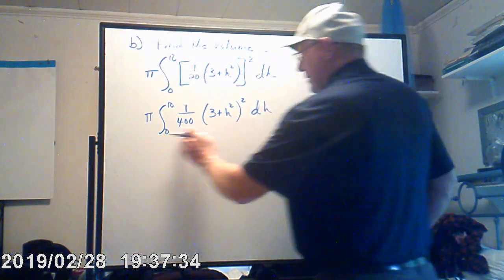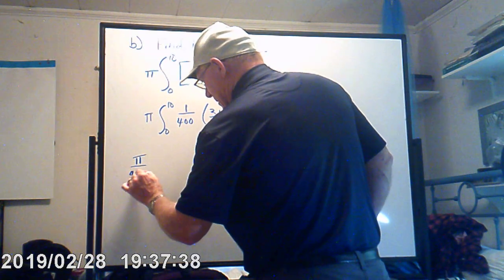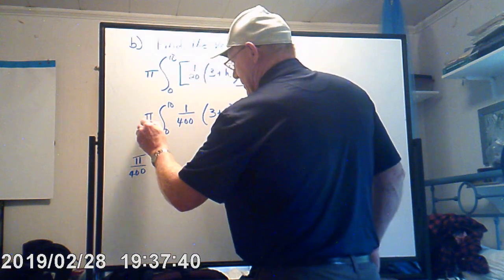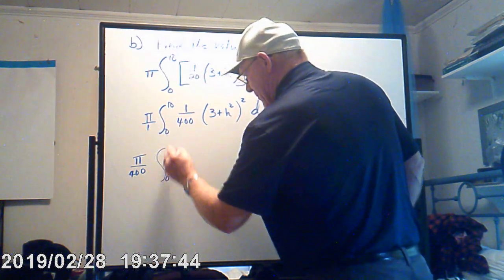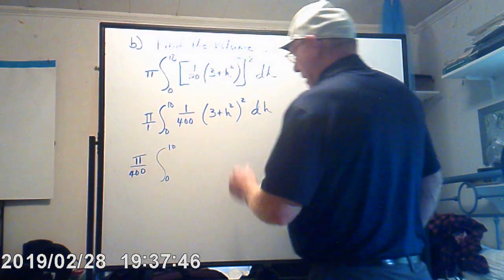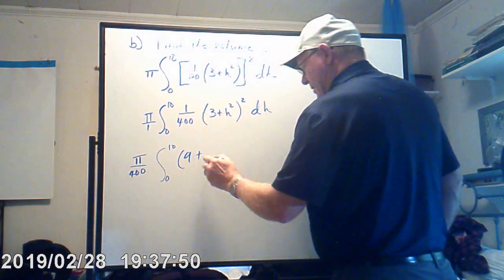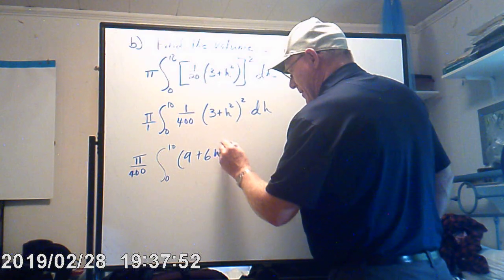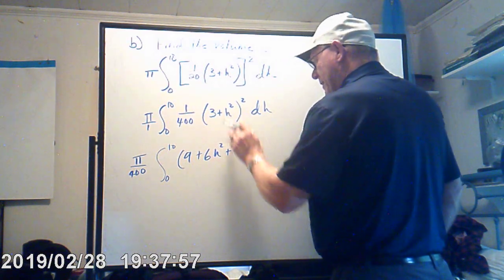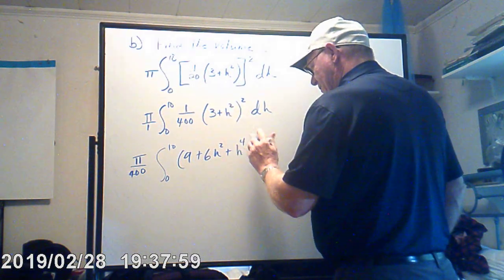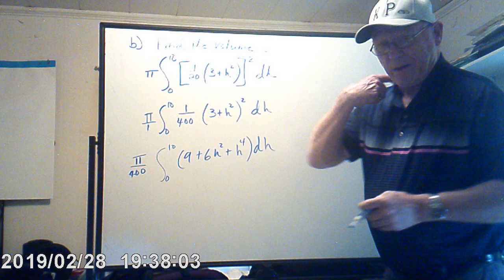Again, I can put this pi over 400 right here. Remember, this is over 1, so you can just do that. You're going from 0 to 10 here. And then 3 times 3 is 9. 3 plus 3 is 6, so 6h squared plus h to the 4th dh. Now, it's really very simple.